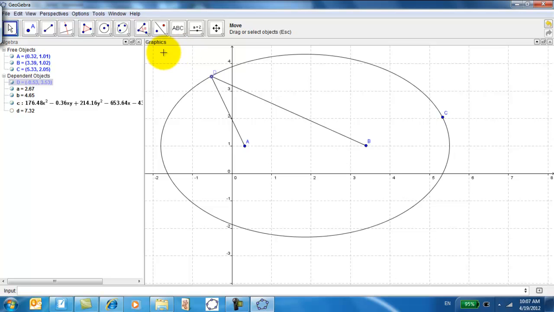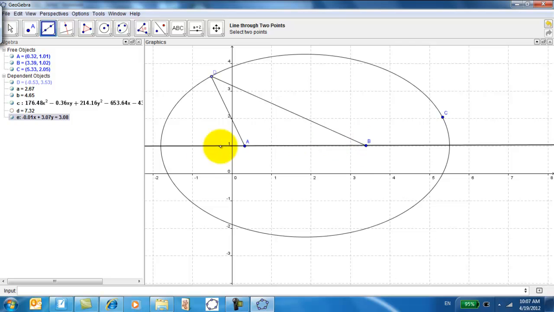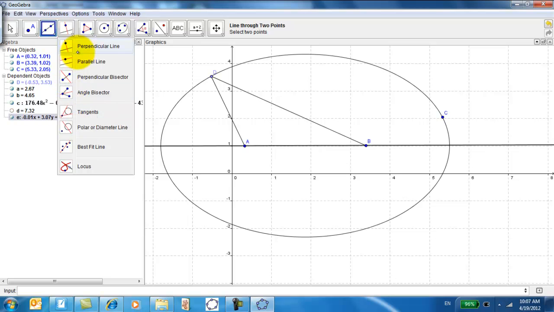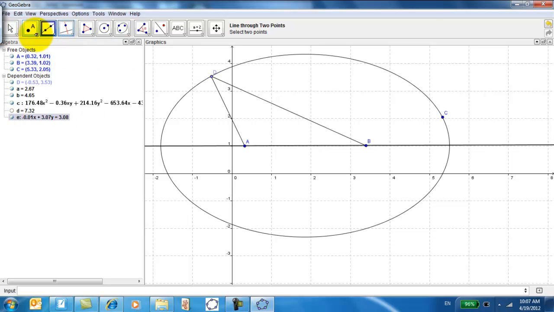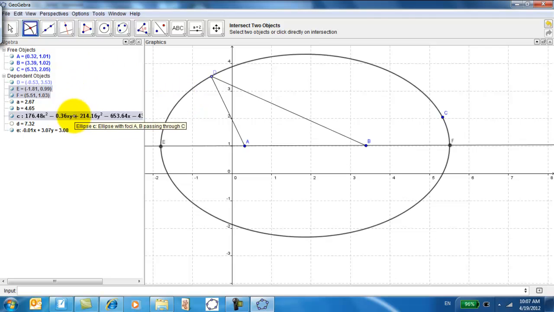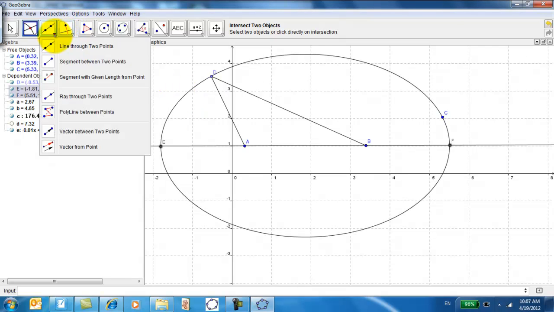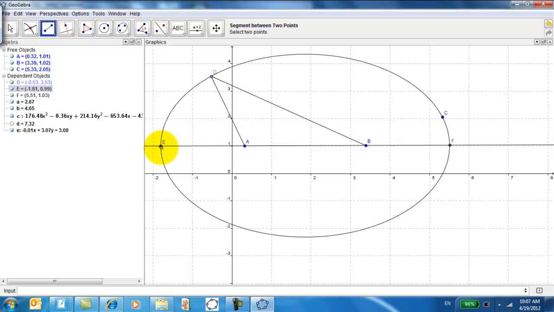And why is it 2a? Remember, a was the major radius, so I'm going to actually draw a line through the two foci. See where it crosses, so we need points of intersection here. Here we go. Intersect the two objects, this line and the ellipse. Now let's find this distance from E to F. Line segment from E to F. And notice that's also 7.32.